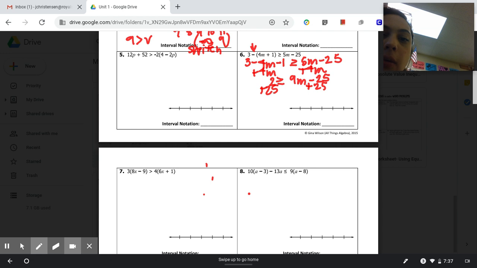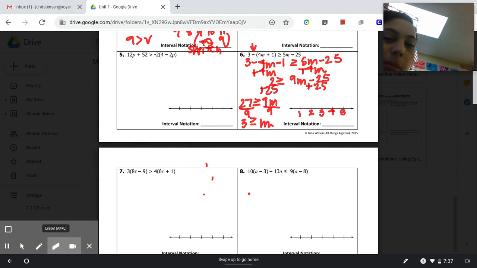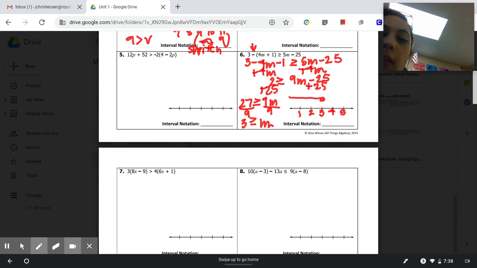I'm just going to move it down here. Then we get 27 is greater than or equal to 9m. Then we'll just divide by 9, and we'll get 3 is greater than or equal to m. Okay, so we'll draw our line here. We have 3, 4, 5, 2, and 1. We have a greater than or equal to sign, so that means our circle is going to be closed. So let's draw a closed circle above the 3 here. And then m is less than 3, so we're going to be going in this negative direction here.